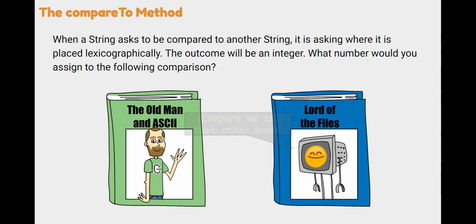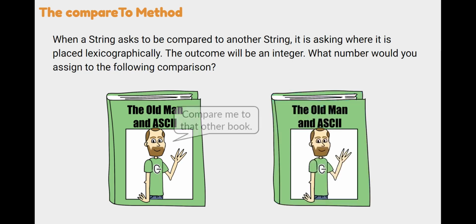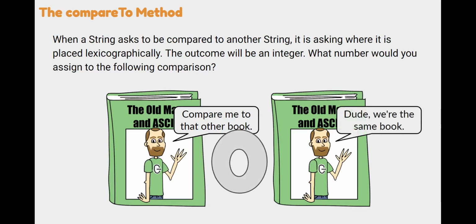Which means if the Lord of the Files asked to be compared to Old Man in ASCII, we would get a completely different number, even though they are the same two books being compared. In this case, we would get a negative number because Lord of the Files comes first. Now, what if the Old Man in ASCII asked to be compared to the Old Man in ASCII? That will also evaluate out to an integer. This one is an easy number to figure out. It is the number 0 because it is the same book. They would move 0 spaces away from each other.